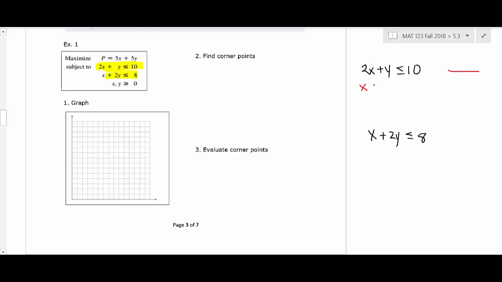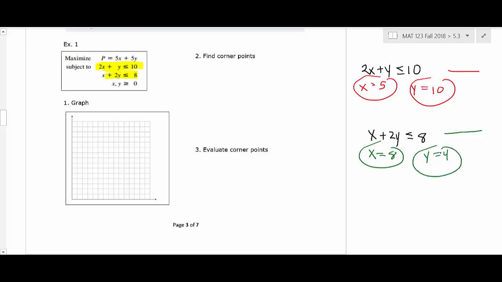So what's the x-intercept on the first equation? 5. What's the y-intercept? 10. Okay, you got that. Go to the second equation. Again, try to make these so that they're fairly easy to do in your head. What's the x-intercept? 8. And how about y? 4. Okay, so we're going to graph those things.